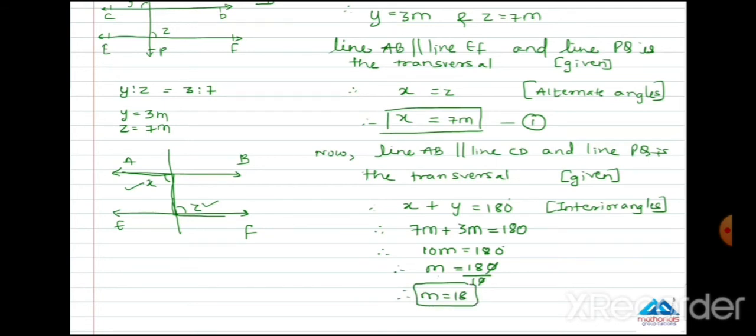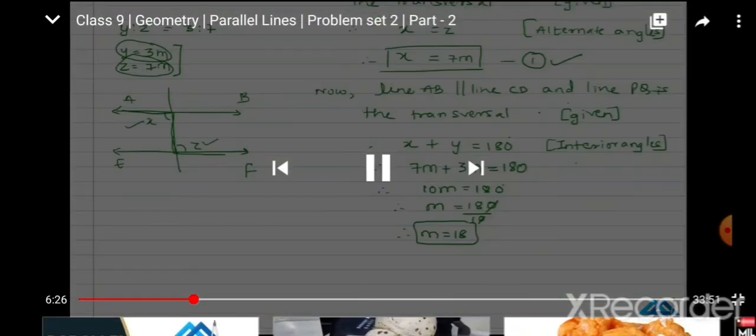So here, student, we get the value of m equals 18. We want to find the value of x. So put the value of m in equation 1. X equals 7m. So we will easily get the value of x. In the place of m, we will put the value of m.